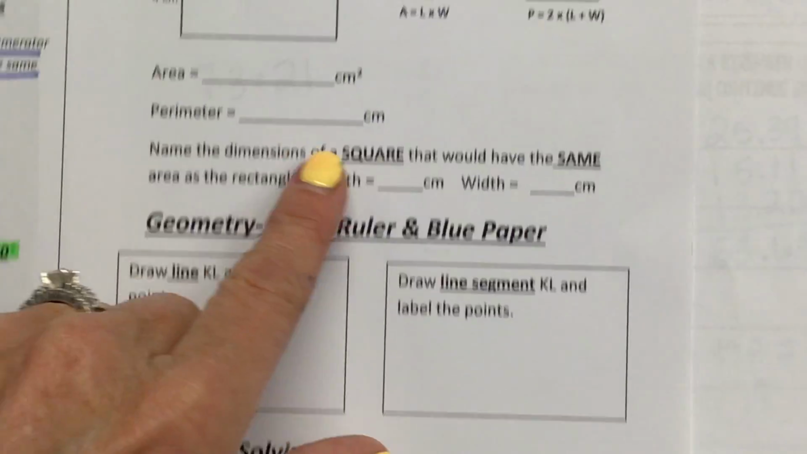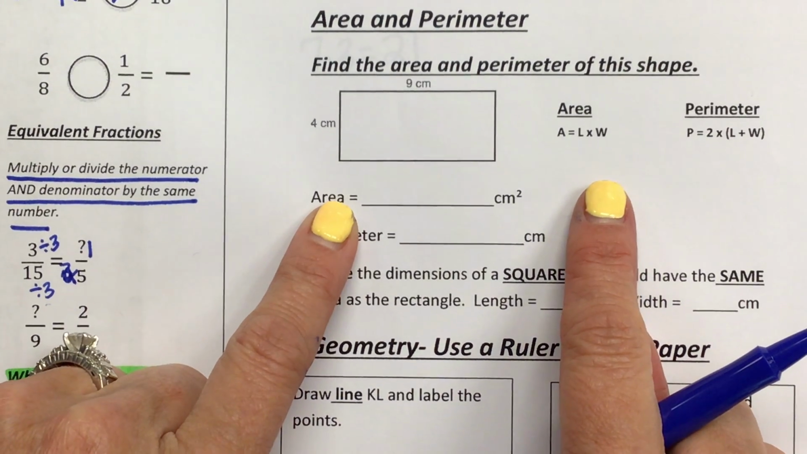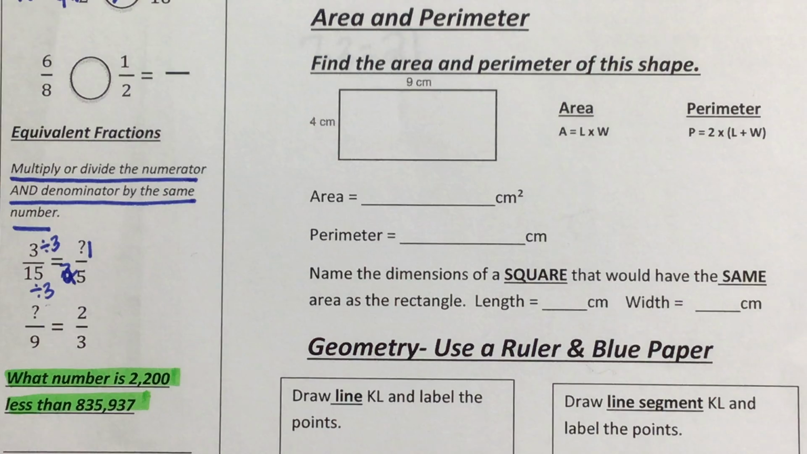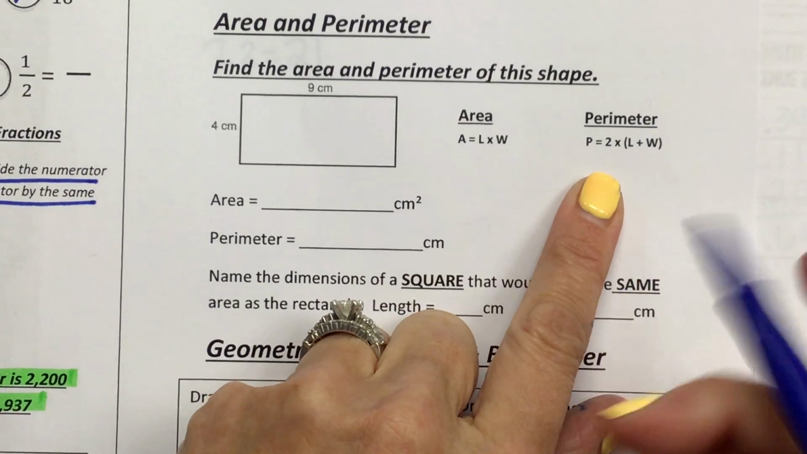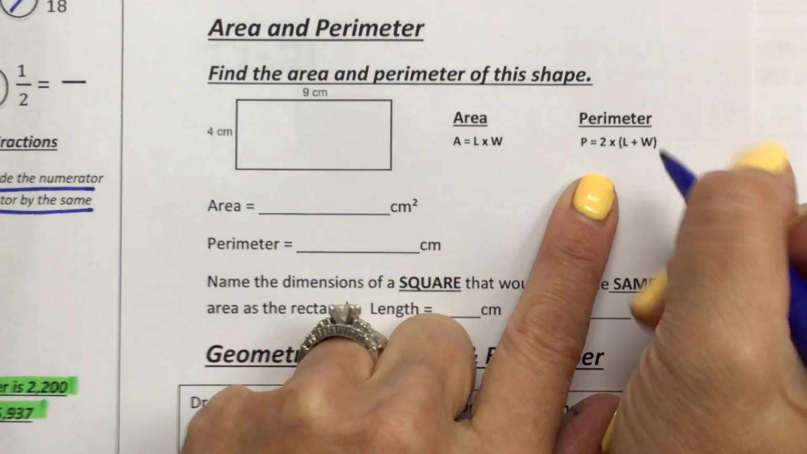Okay, area. The area equals length times width. Do we all remember that? Everyone say it with me. Area equals length times width. Okay? Then look, we have a different formula for perimeter. Perimeter equals 2 times the length plus the width.